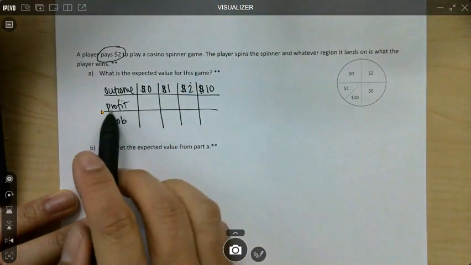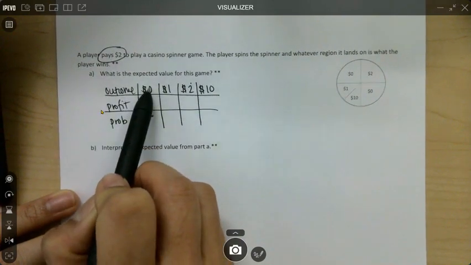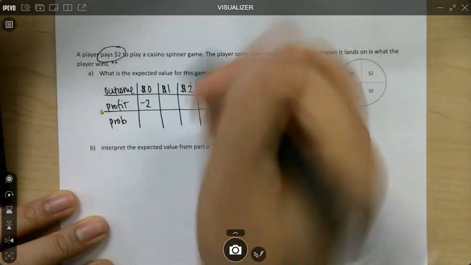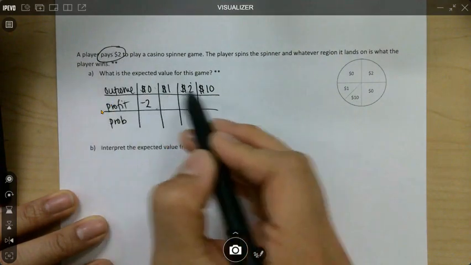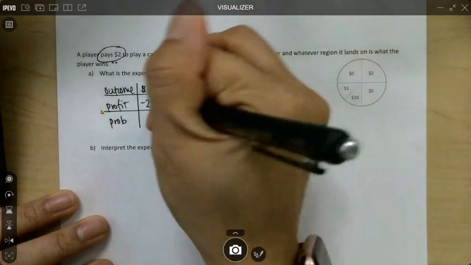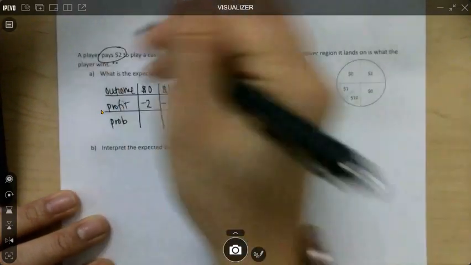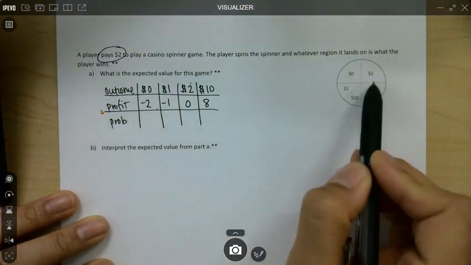Okay, so now let's figure out what the profit is. This is where we have to take into account that they're paying to play. So if we land on the 0, your profit isn't 0, it's actually going to be -2 because you had to pay to play. So 0 minus 2 would give you -2. To get the profit, we're going to subtract 2 from all of these amounts. 1 minus 2 would be -1. 2 minus 2 would be 0. 10 minus 2 would be 8. So this is the profit that you would get depending on what region you landed on.